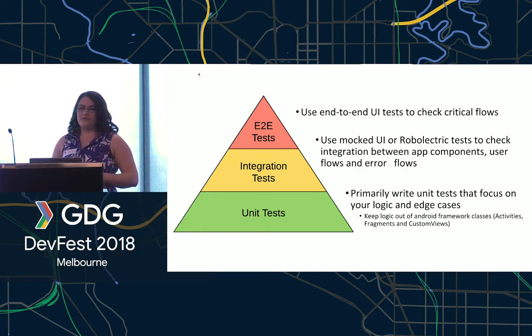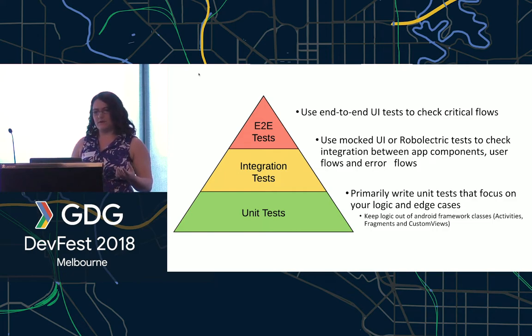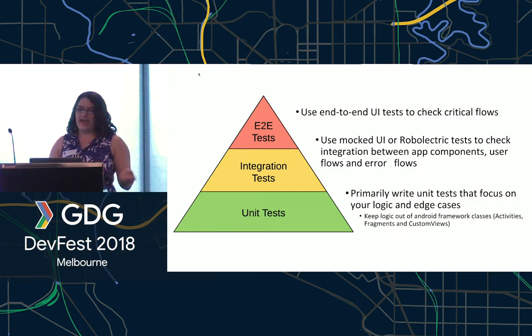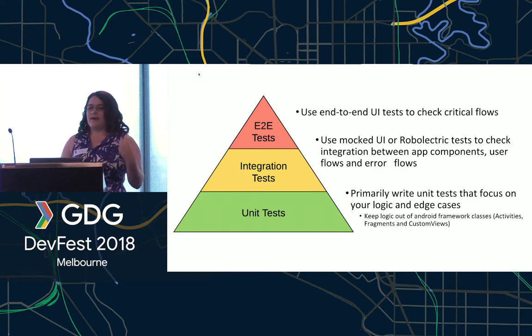What you're not trying to do is test your libraries. You're not trying to test your frameworks. Those things have already been tested. So keep your unit tests to your own code and try to keep logic out of Android framework classes as well, because they're difficult to unit test. So try to get your logic out of your activities, out of your fragments, so that you can test it without Robolectric and without that overhead.